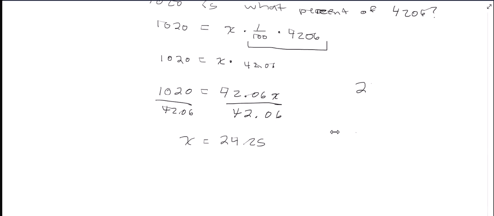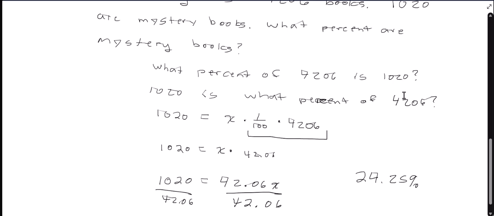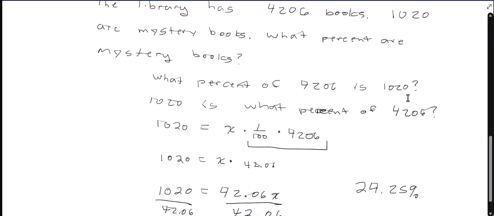And so my answer is 24.25%. And we can check and see if that makes sense. 25% is about a quarter. And we had about 4,000 books, and about 1,000 of them were mystery, so about a quarter makes sense.